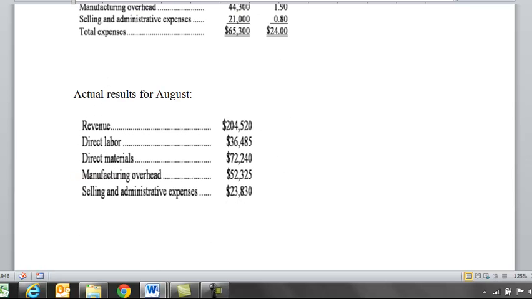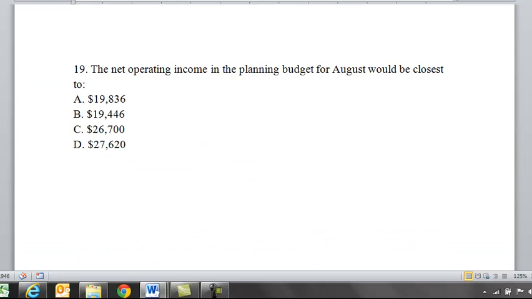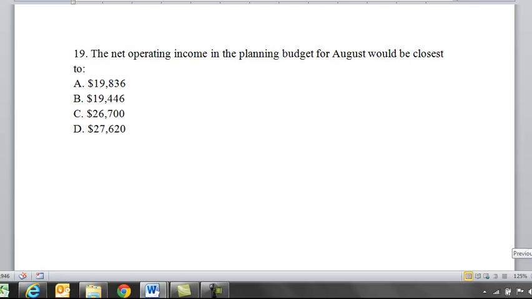Then they give us actual results for August: revenues, direct labor costs, total direct material costs, manufacturing overhead costs, and selling costs. So the first question asks, the net operating income in the planning budget for August would be closest to. So we want the net operating income in the planning budget.